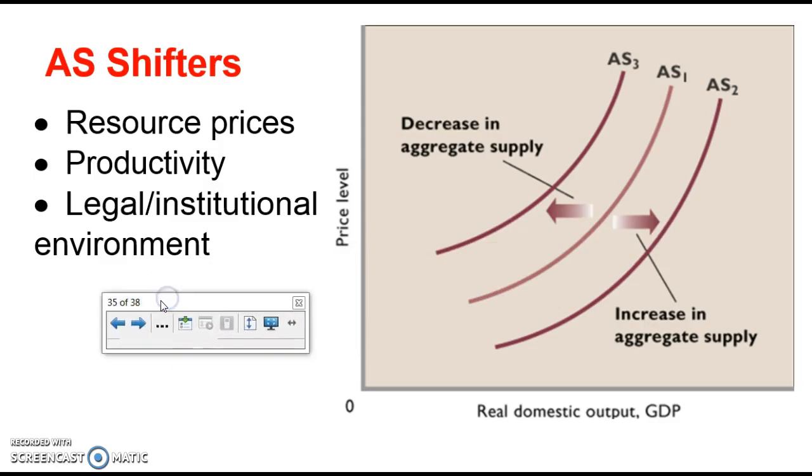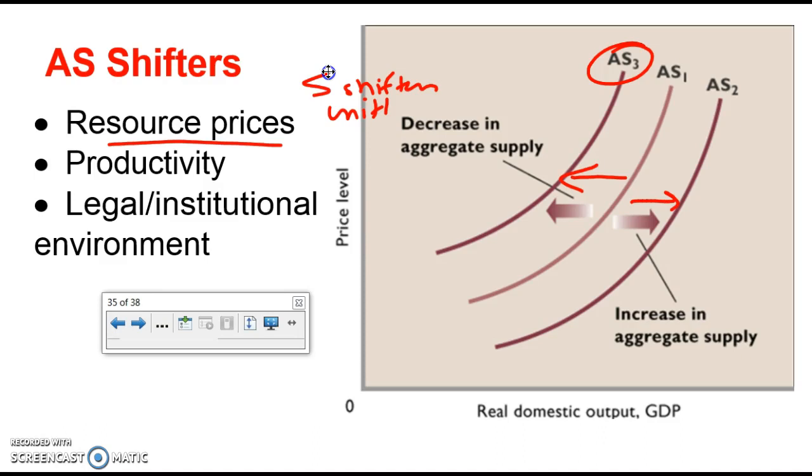So what could cause AS to shift? This list is pretty easy because it's almost exactly the same list as what causes regular supply to shift, very similar to our supply shifters from Unit 1. Resource prices: if oil gets more expensive, or water, or steel, or any other resource, we're going to see aggregate supply shift to the left. If resource prices drop, we're going to see aggregate supply shift to the right.